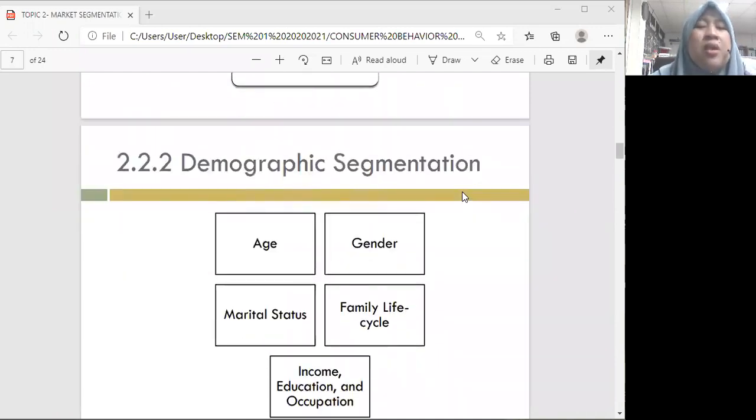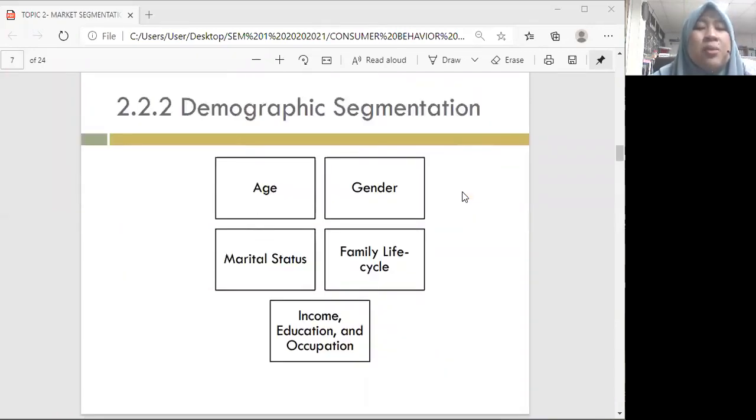Okay, so the first thing is demographic segmentation. These are the elements under demographic segmentation. We do have age, umur lah. Gender is about jantina. Marital status is your status of marriage, status perkahwinan. And then we have family life cycle, whether you are, for example, single, married, divorced, or separated, or together, husband and wife all together.